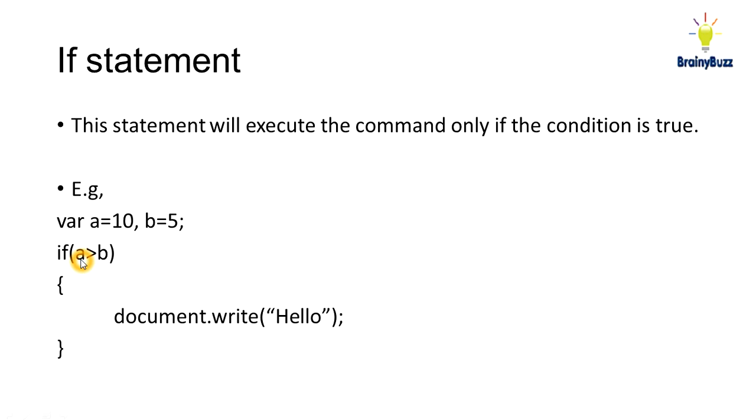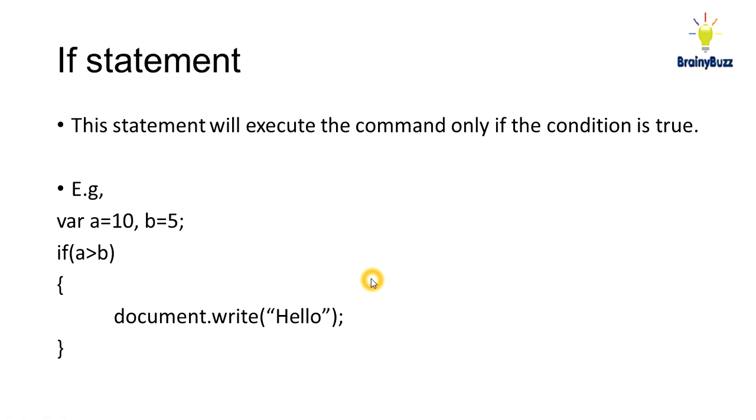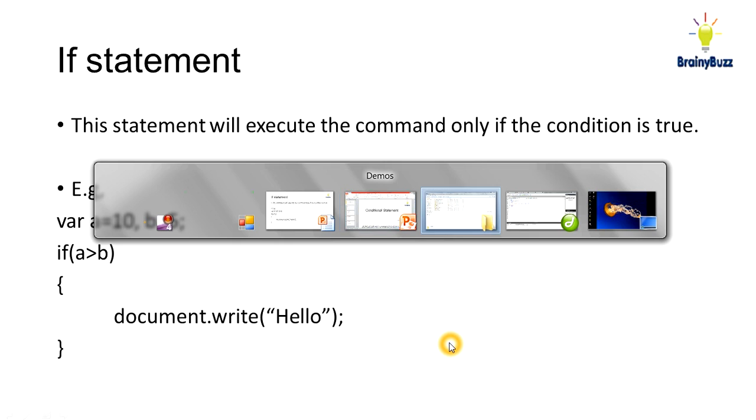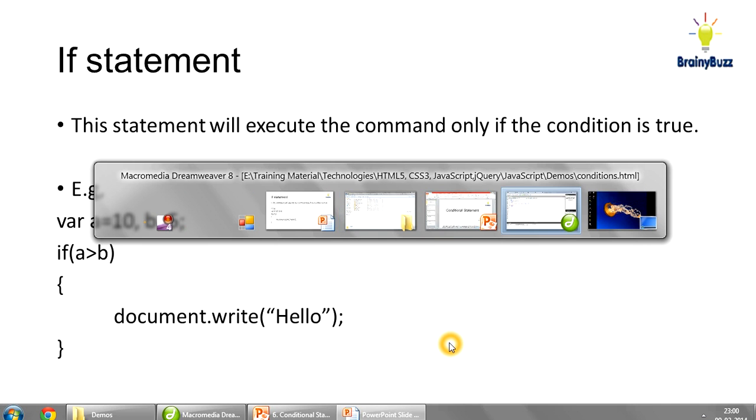Supposing you write, if A is 10 and B is 5, and if A is greater than B, that means only if this condition is true, that is the condition between the brackets. If the condition is true, then your statements will execute, otherwise nothing will be executed in the if statement. So let's see that in the demo.